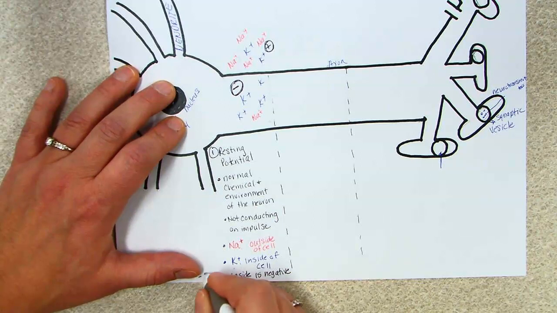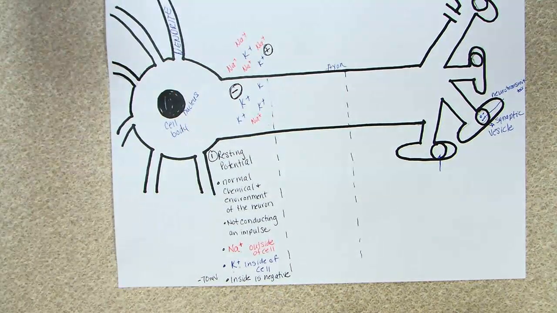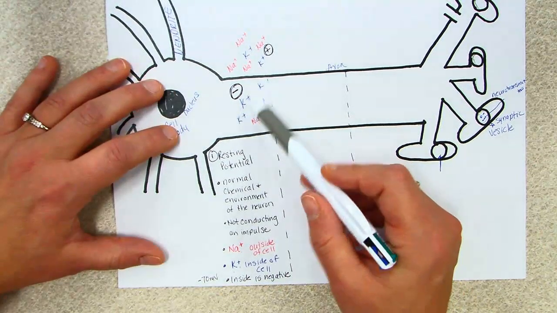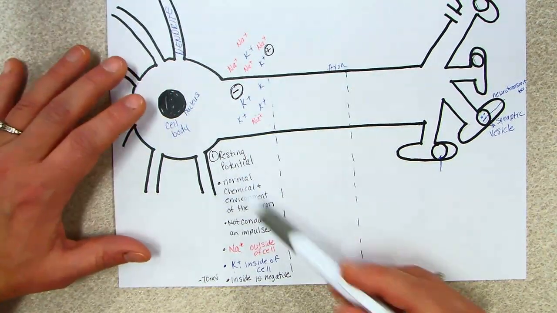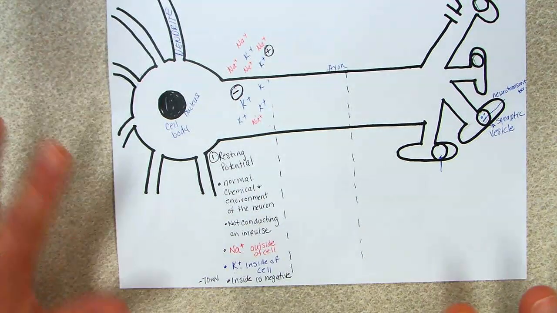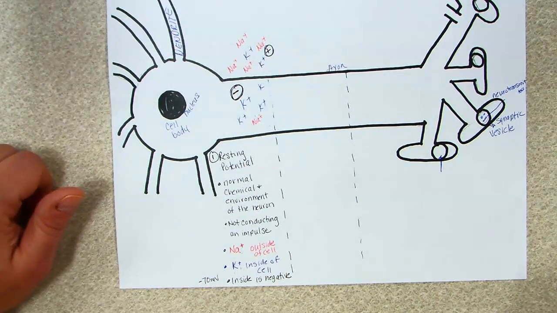And we can actually measure this. It's negative 70 millivolts, more negative on the inside than it is on the outside. So this is the normal environment of the cell when it's not conducting an impulse.